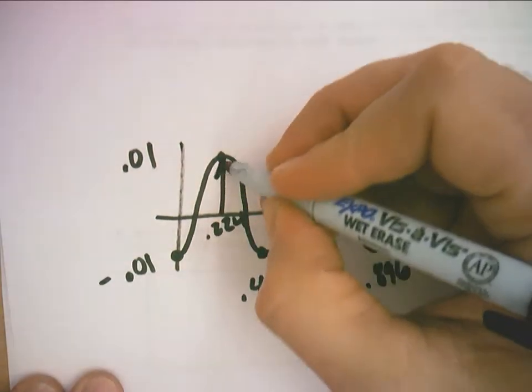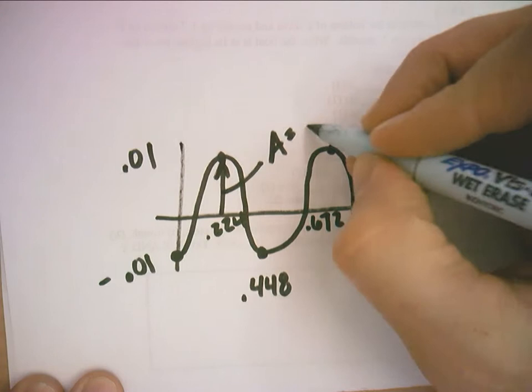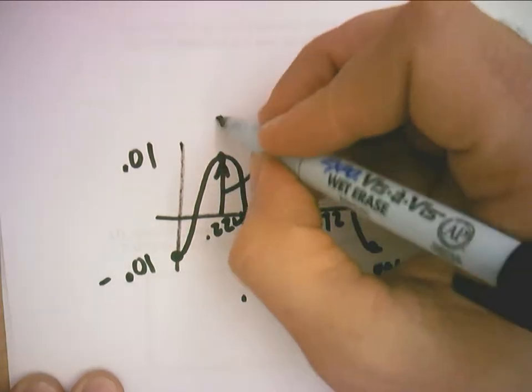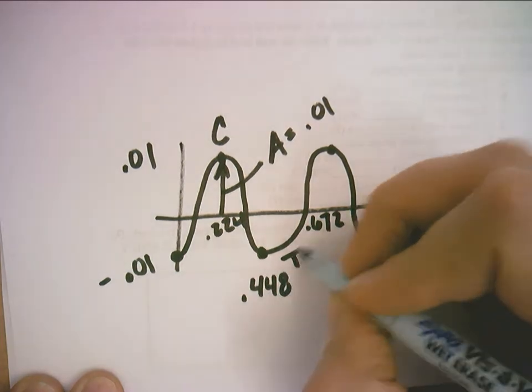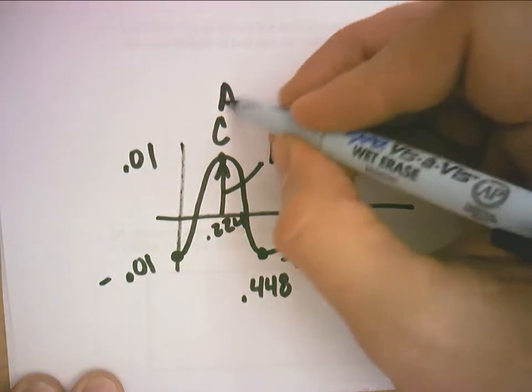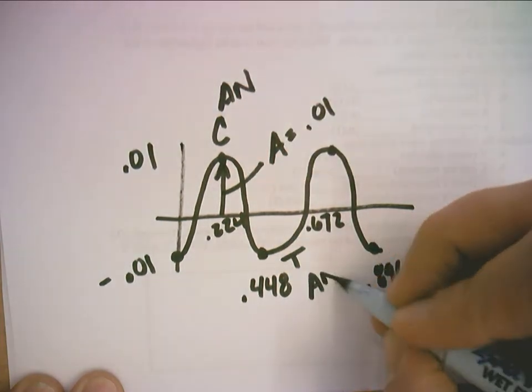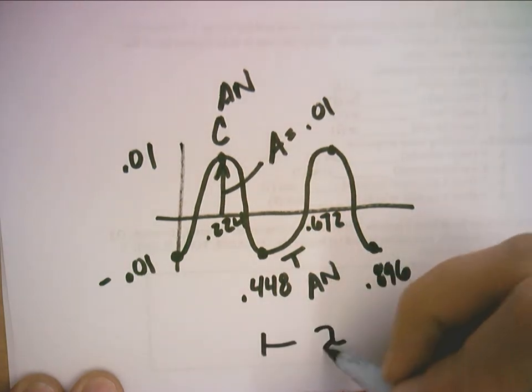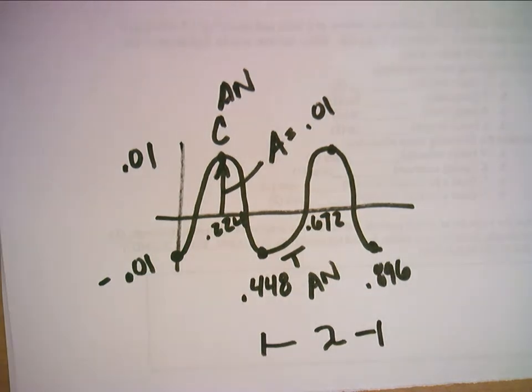Now, some of the key points in this wave are the amplitude, which we said was 0.01 meter. We also have the top, which is called the crest, and the bottom, which is called the trough. We can also call these both antinodes. We have the distance from crest to crest, which is the wavelength, which I don't really know because I have nothing to compare this to see how fast it could travel, but that would be the wavelength.